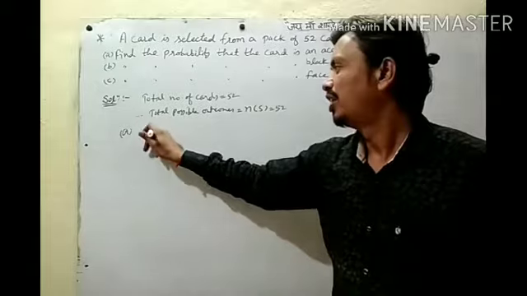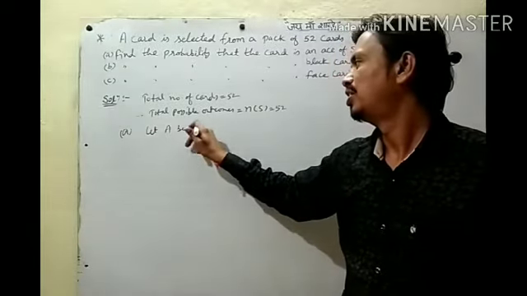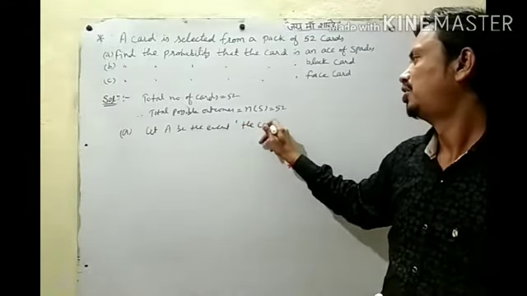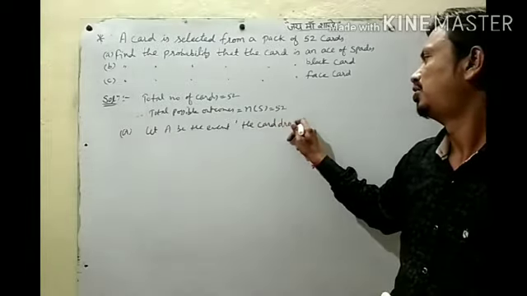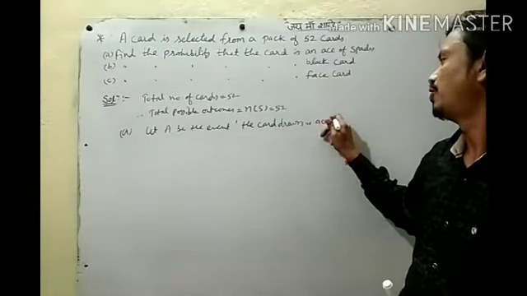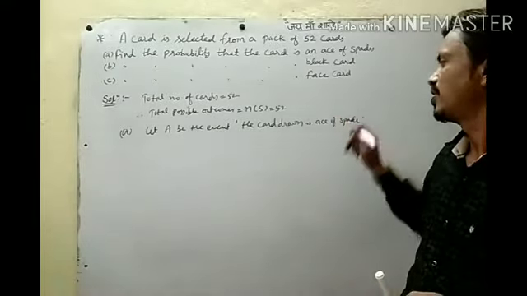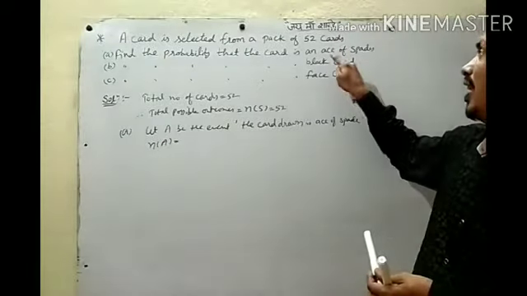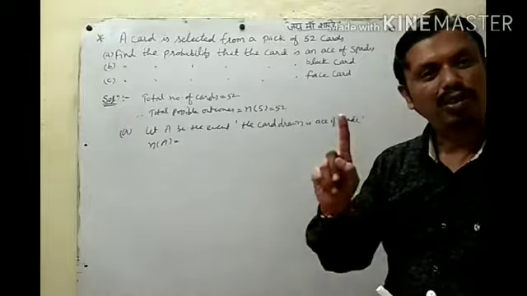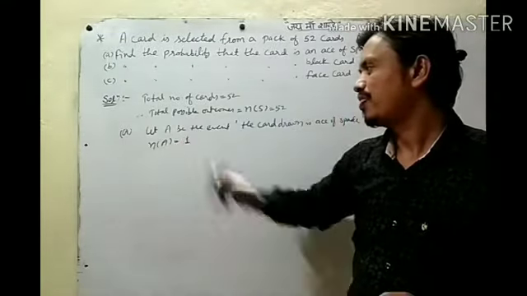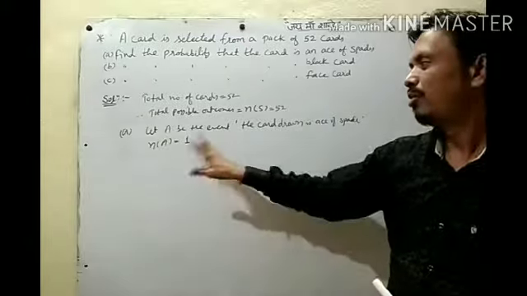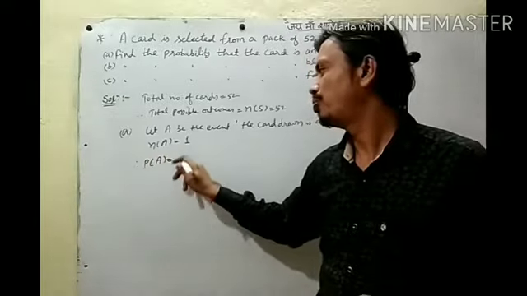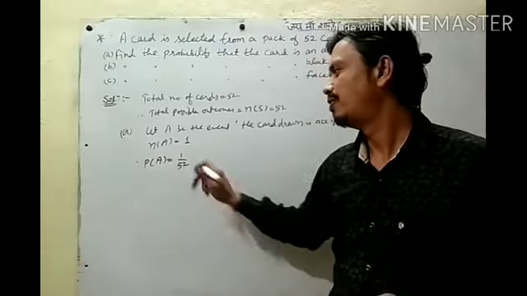Now in the first case we need the probability of getting an Ace of spade. Let A be the event: the card drawn is the Ace of spade. Then how many elements does A have? How many Aces are there in spade? Only one Ace is there. Elements in set A will be only one. So the probability of getting an Ace of spade will be 1 by 52.